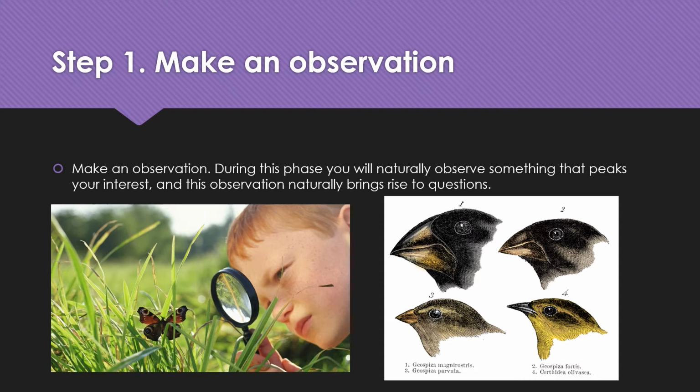Using an example of Charles Darwin and his finches, Charles had observed these birds on an island, and the birds were similar yet different. They were all finches, but they had different appearances, colors, patterns, etc. So his observation was that the birds were similar, yet they were different. But why were they different?